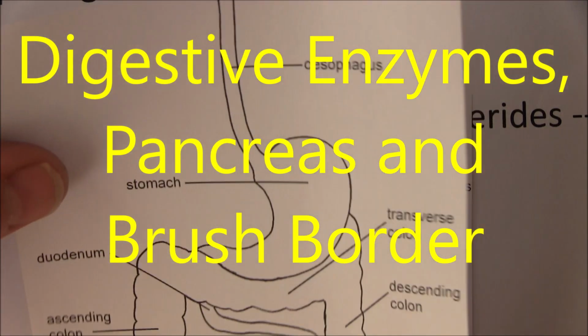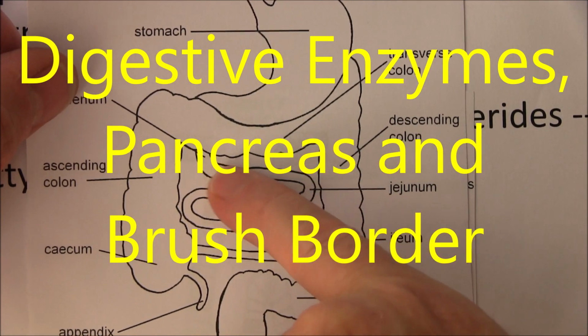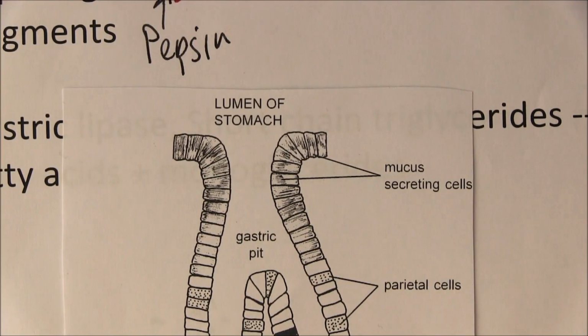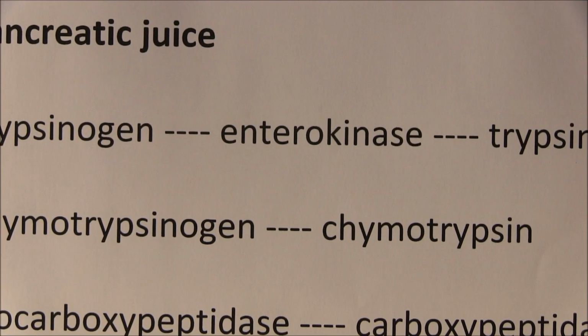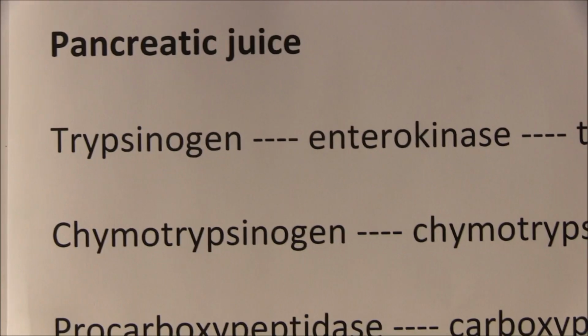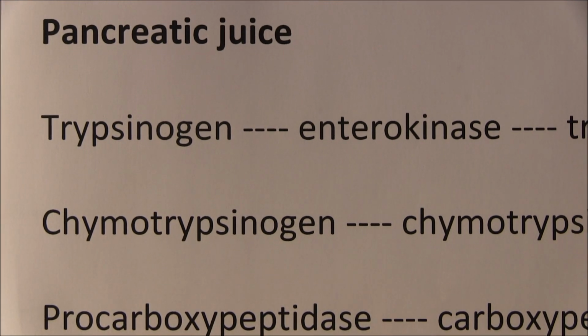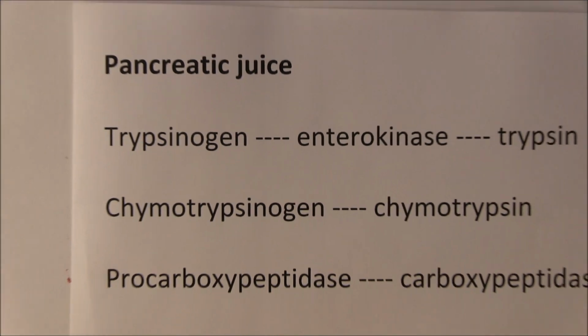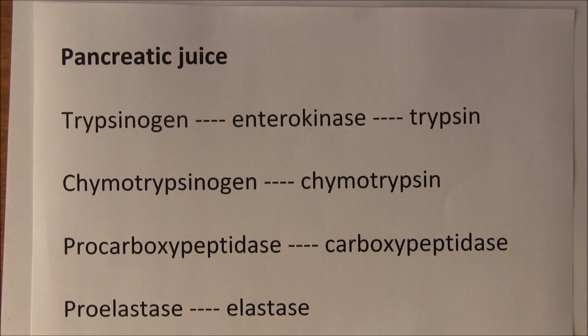So next we're going to go from the stomach down into the first part of the small intestine, which of course is the duodenum. And that takes us into the territory of the pancreas and the pancreatic juices. So pancreatic juice is the juice produced by the pancreas.